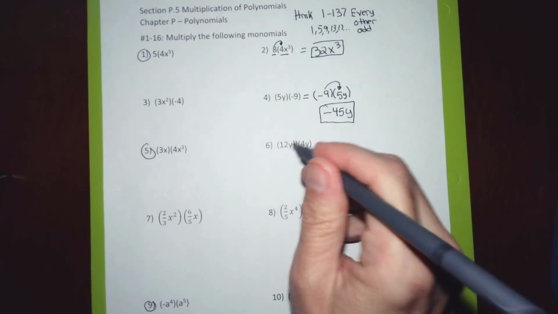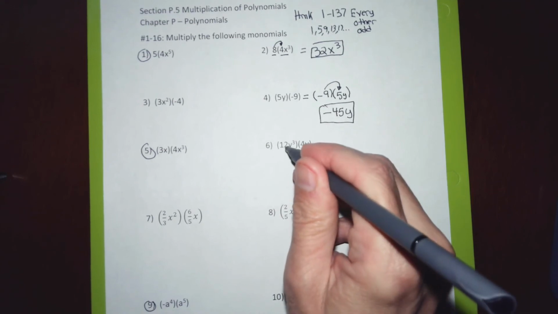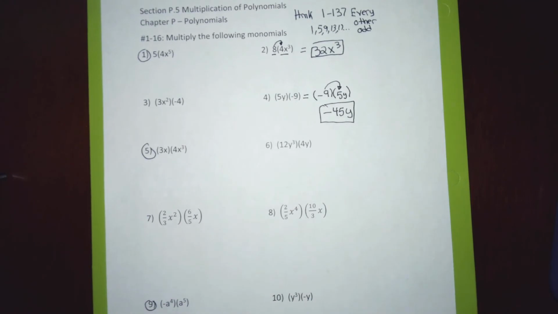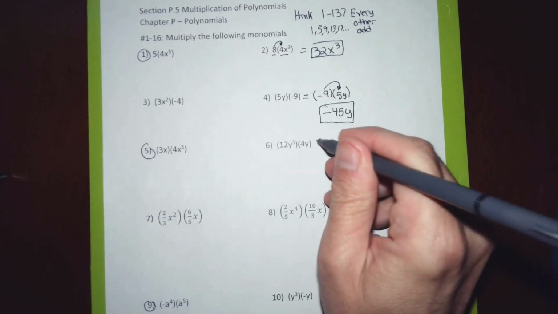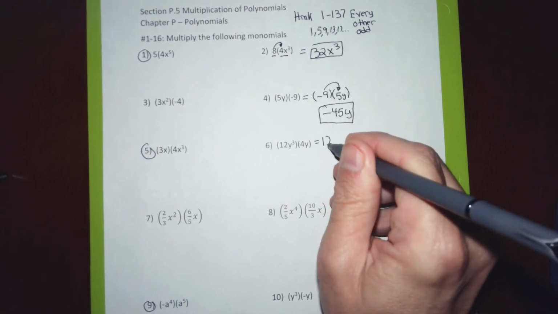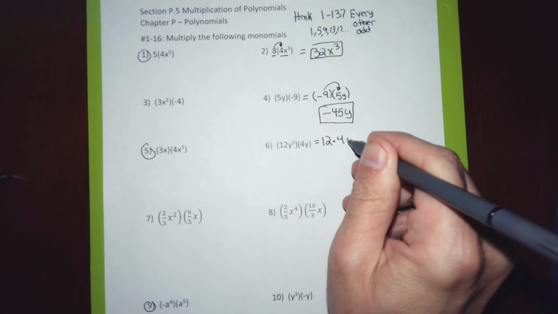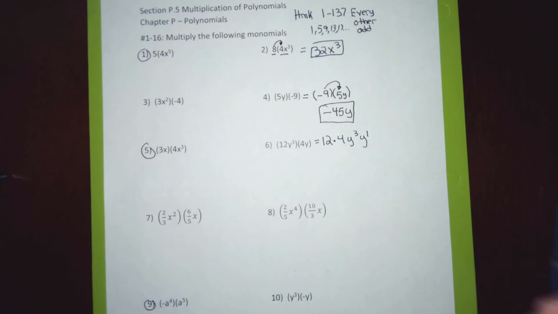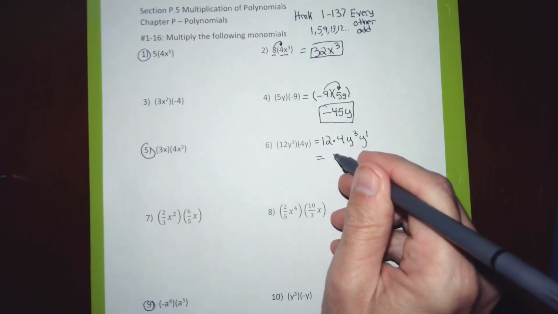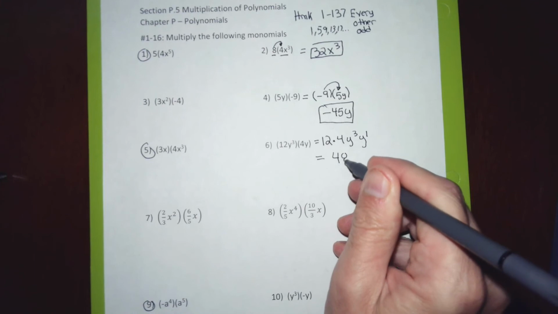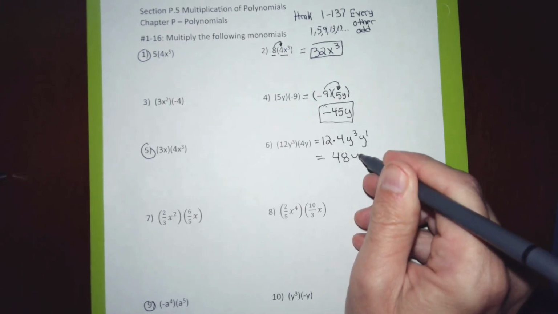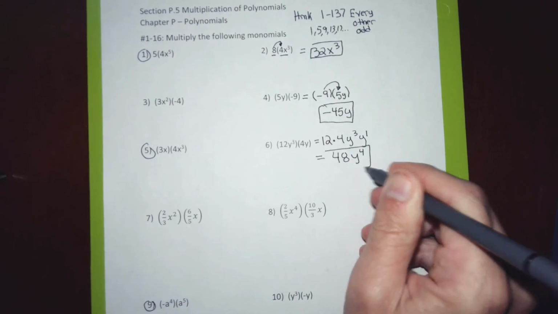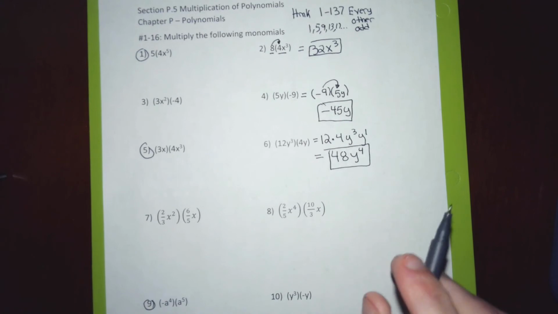In 6, I'm multiplying the monomial 12y cubed, coefficient 12, variable part y cubed, by the monomial 4y, coefficient 4, variable y. To do this multiplication, I'm going to multiply the coefficients of 12 and 4, and I'm going to multiply the variables of y cubed and y to the first power. That second y has an exponent of 1. The variable multiplication is adding exponents. The coefficient is just generic multiplication. So my answer for this, because 12 times 4 is 48, and when I add the exponents of 3 and 1 on the y, I get 4, is 48y to the fourth.